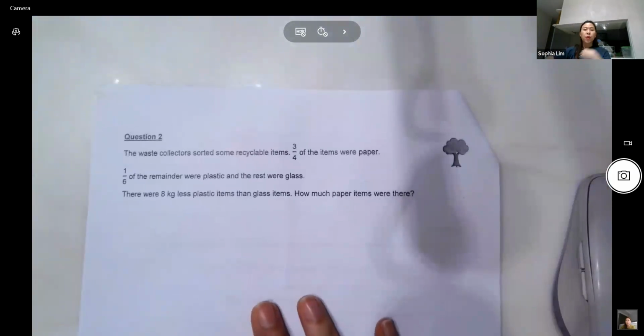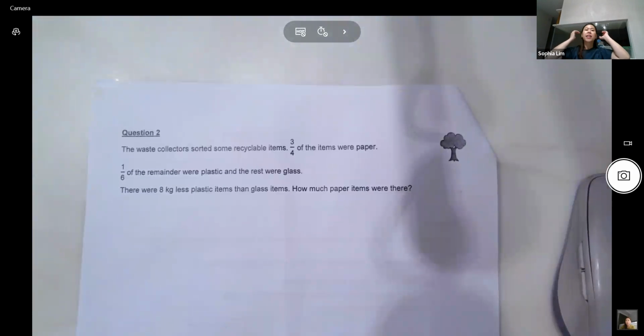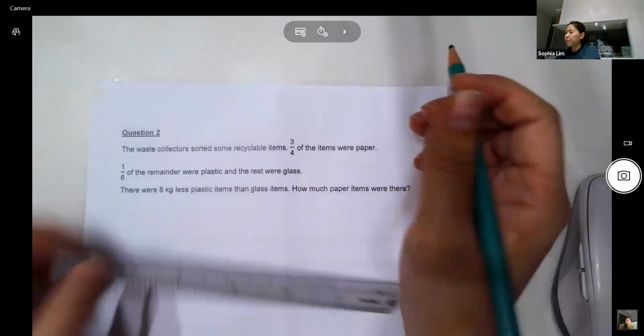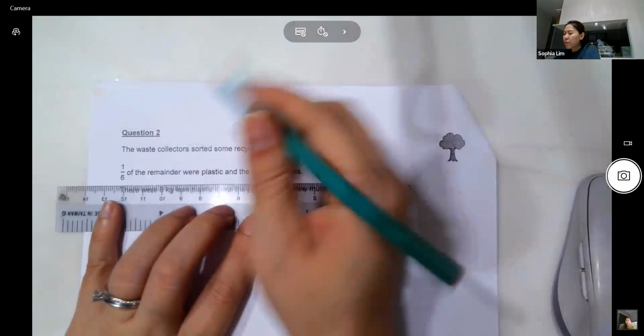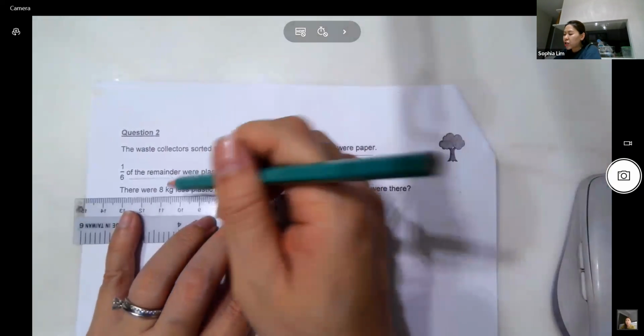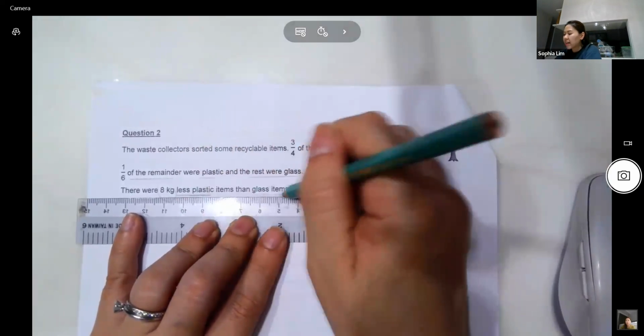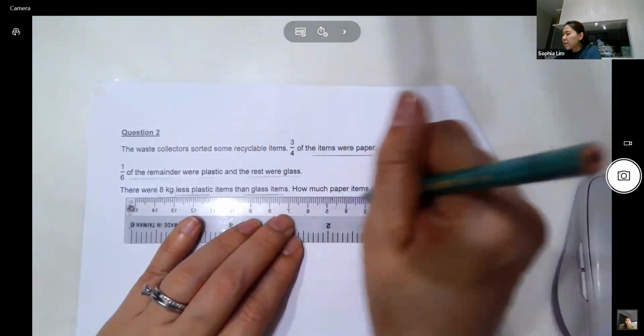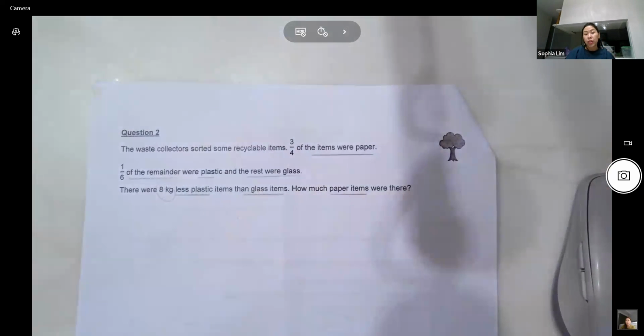Okay, let's take a look at question 2. Question 2, I think I've gone through in class. The waste collectors sorted some recyclable items. 3/4 were paper. 1/6 of the remainder were plastic and the rest were glass. There were 8 kg less plastic than glass items. How many paper items were there?